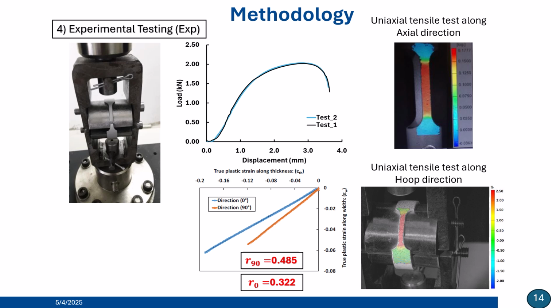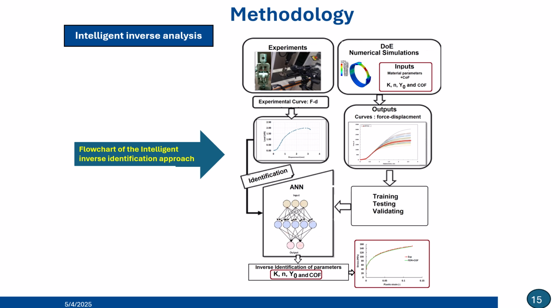We conducted experimental tests using specimens machined to our optimized dimensions via electrodischarge machining. The testing campaign included standard uniaxial tensile tests along the tube's axial direction, 0 degree, which provide the reference properties and the Lankford coefficient R0. We also performed ring hoop tensile tests, and stereo image correlation is used for strain measurement, yielding the Lankford coefficient R90 degrees for the hoop direction. However, friction between the specimen and test fixture complicates direct property extraction, necessitating our intelligent inverse analysis approach.